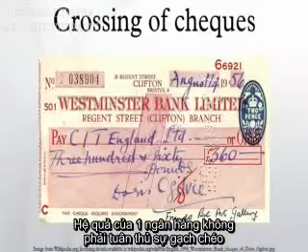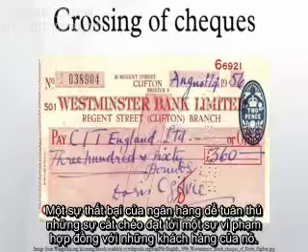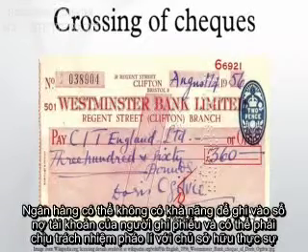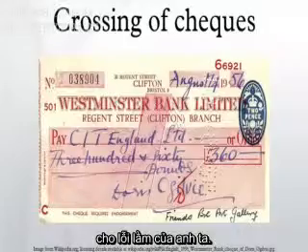Consequence of a bank not complying with the crossing. A bank's failure to comply with the crossings amounts to a breach of contract with its customer. The bank may not be able to debit the drawer's account and may be liable to the true owner for his loss.